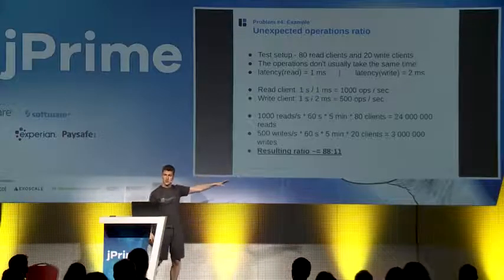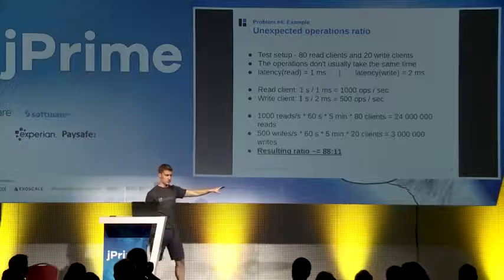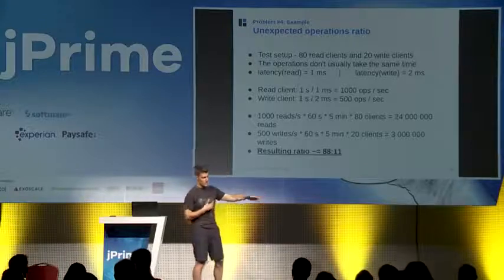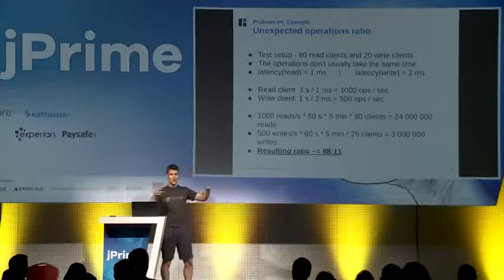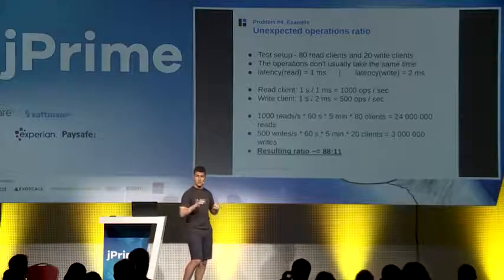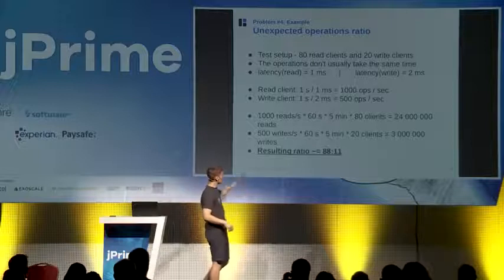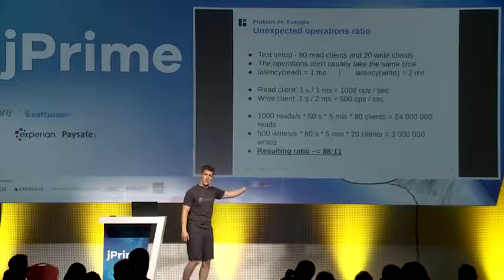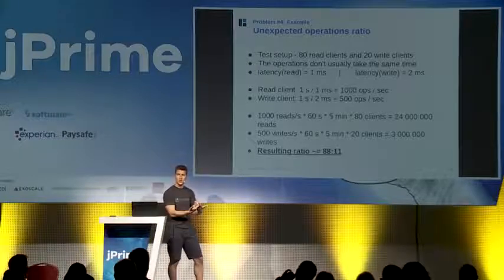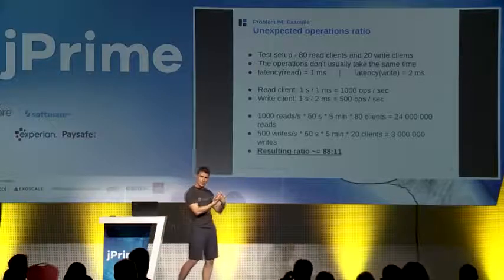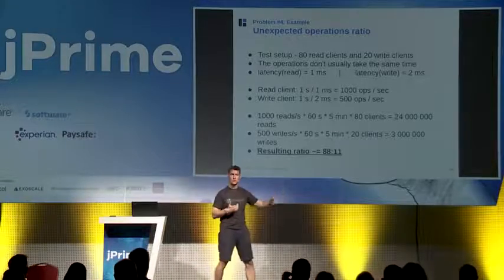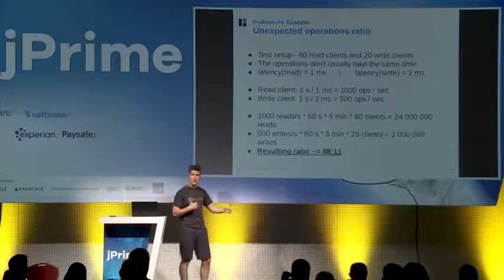The write client does 500 operations per second. So let's run the test for 5 minutes, shall we? So 1,000 times 60 seconds times 80 clients, we have 24 million operations, reads. And then we get 3 million writes. If you divide it, the end ratio is 80. It's off by 10%. And obviously, the longer the test will run, the bigger the difference will be.